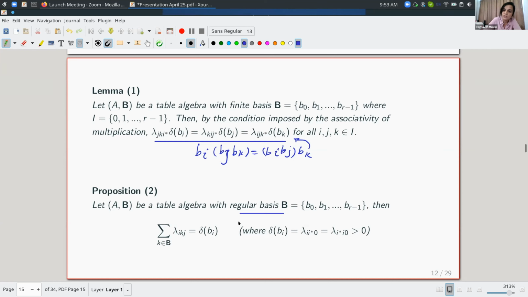And now we have the proposition. This proposition is talking about the property of the regular matrices that we have in the basis, that says that for each basis element that we consider, the row sum is a constant and it is equal to the degree of each basis element.